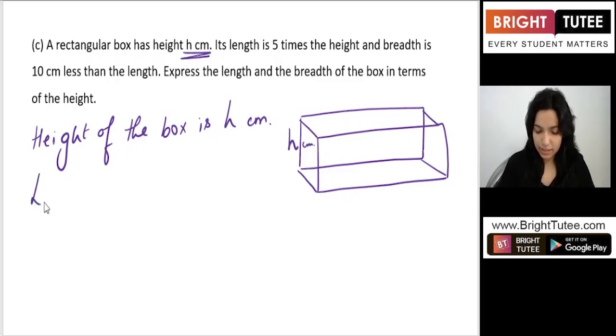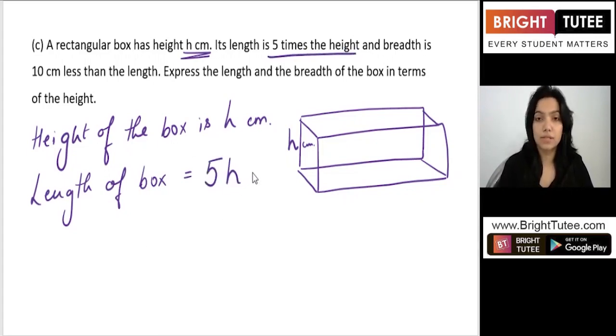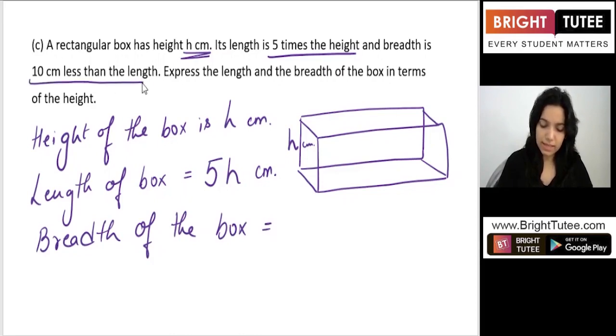Now they are saying that length of box is equal to, how much is it? It is 5 times the height. So 5 times the height. So it is 5h. And again, this is in centimeters. So make sure that you are writing the units as well. Now, what are we left with? We need to write the breadth as well. So let us write the breadth here. So breadth of the box is equal to, it says it is 10 less than the length.